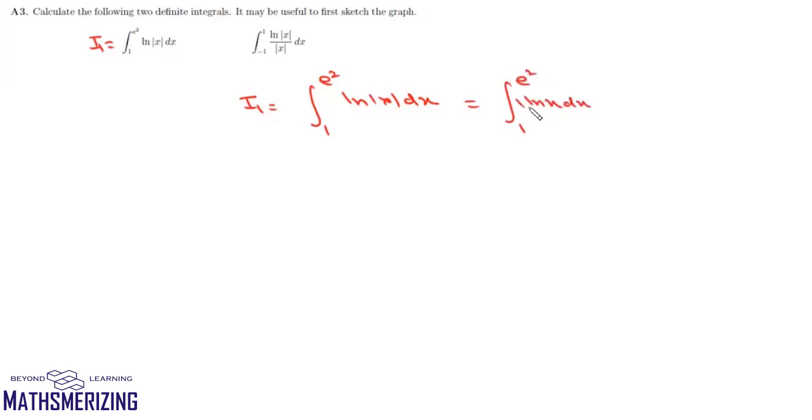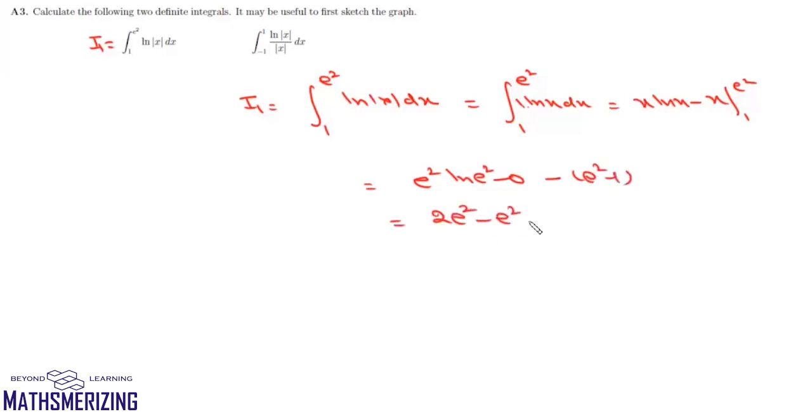Now we'll use by parts, taking log x as first function and 1 as second function. We'll get this as x log x minus x, from 1 to e square. So we'll get this as e square ln e square minus 0 and then minus (e square minus 1). So it'll be 2e square minus e square plus 1. So this value will be e square plus 1. So value of this first integral is e square plus 1.